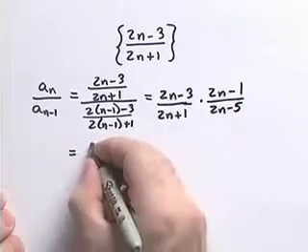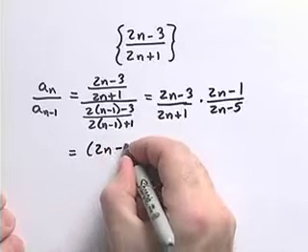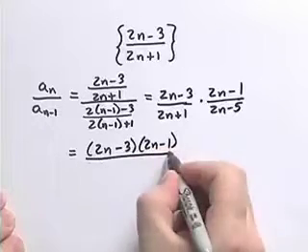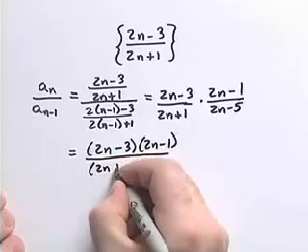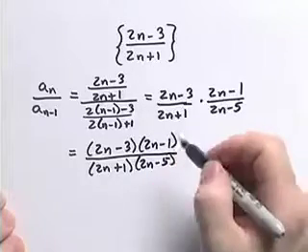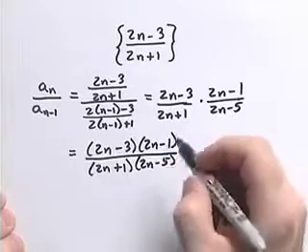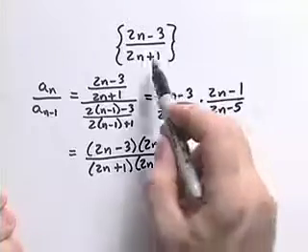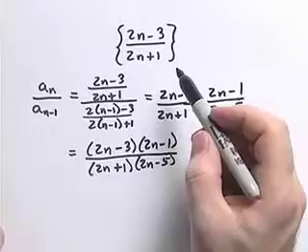We go ahead and do that multiplication. We'll just write this again as (2n - 3)(2n - 1). That's our numerator now. And our denominator will be (2n + 1)(2n - 5). This is not a constant. Therefore, we can say that this sequence is not geometric. So it turns out that this sequence is neither arithmetic nor geometric.